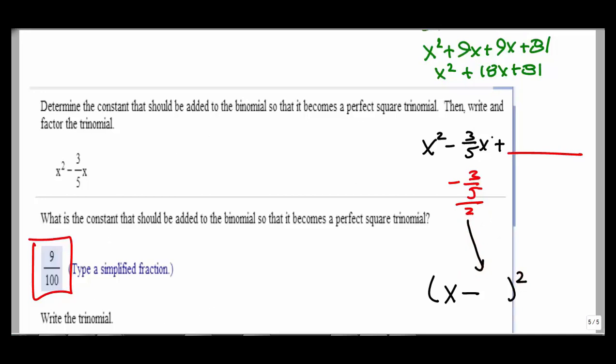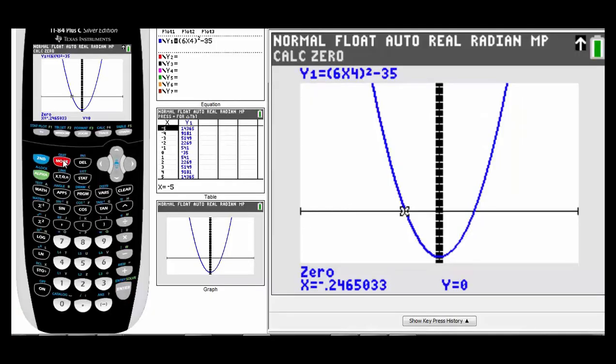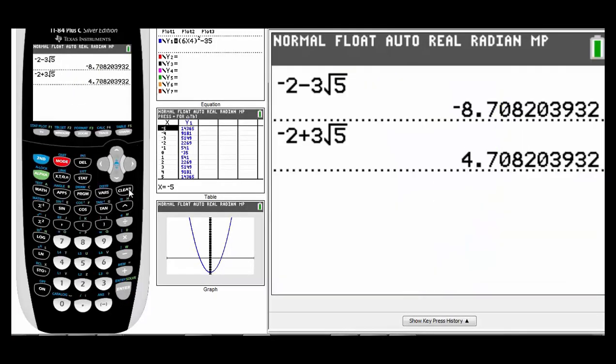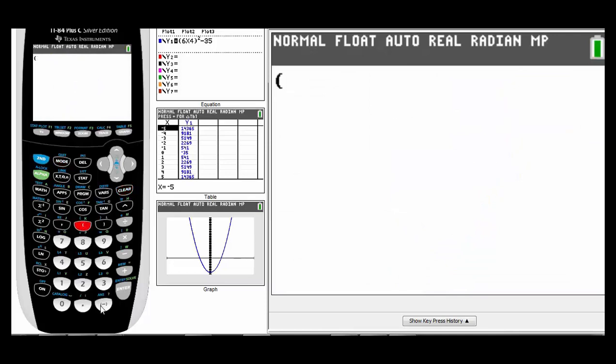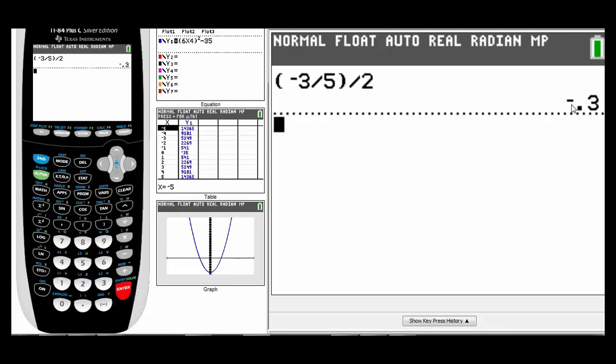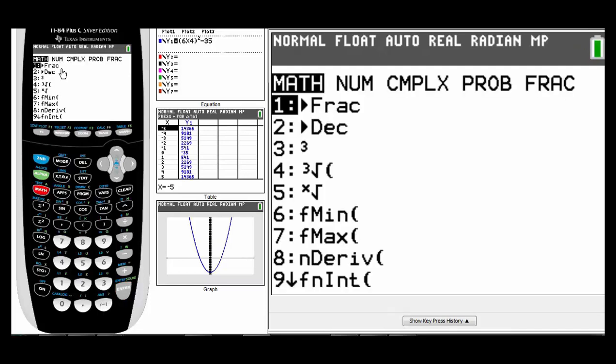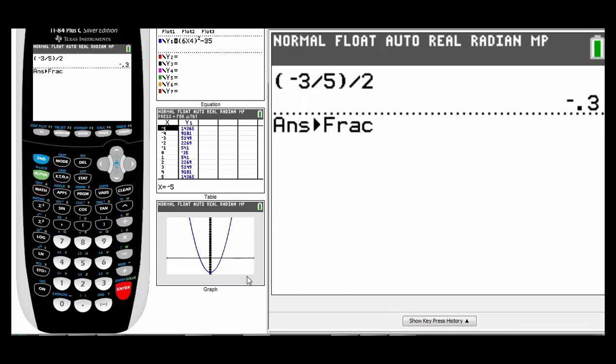So let's grab our calculators and let's take -3/5 in parentheses and divide it by 2. So you go second quit if you're in your graphing screen still. And I'm going to put in parentheses -3/5, close parenthesis, and then divide that by 2. Now we don't want to work with decimals, so we can switch this to a fraction by going to math, frac, converts it to a fraction, and we get, enter one more time, -3/10. So half of a -3/5 is a -3/10.